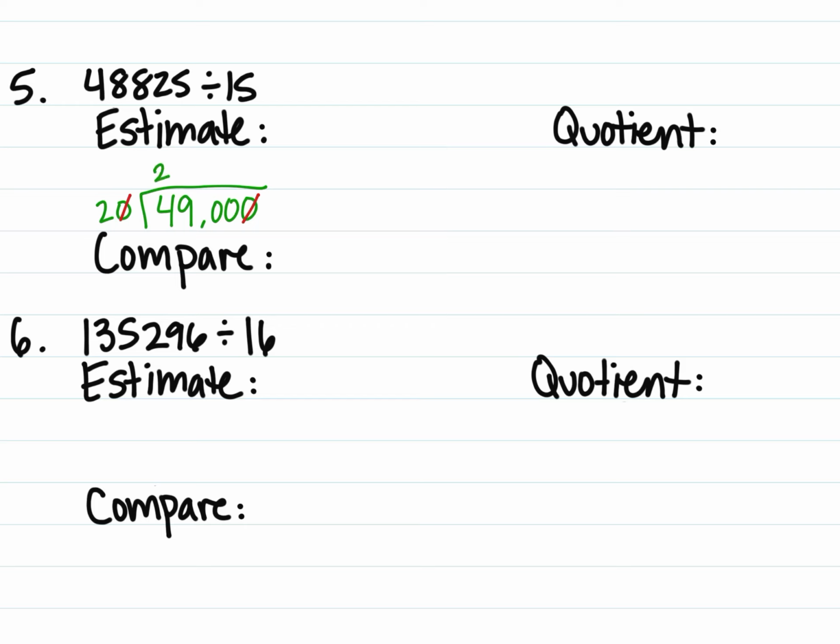2 goes into 4 twice, and then 2 goes into 9 4 times, which gives us 8, so we would have 1 left over. And 2 goes into 10 5 times. The actual quotient is 3,255.